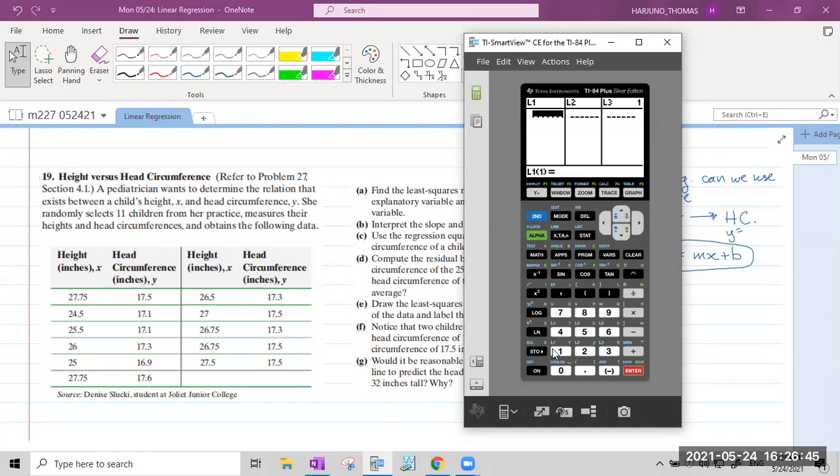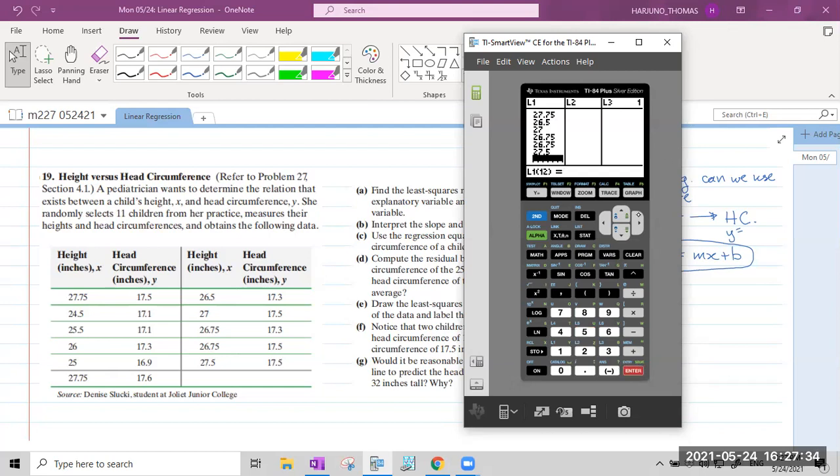The first one is 27.75, enter, 24.5, enter, 25.5, enter, 26, enter, 25, enter, 27.75, enter, 26.5, enter, 27, enter, 26.75. So there are 11 children, right?